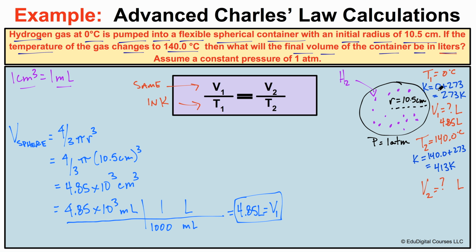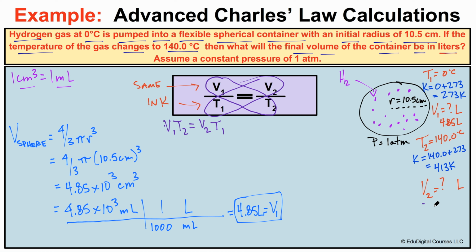So now that we know the initial temperature in Kelvin, we know the final temperature in Kelvin, and we know the initial volume in liters, we can now figure out the final volume in liters using our Charles' law formula. So let's go ahead and do that. We know that V1 over T1 equals V2 over T2. And so what we can do is get rid of these fractions by cross multiplying, if you don't like fractions like I don't. What we'll end up with is V1 times T2 equaling V2 times T1.